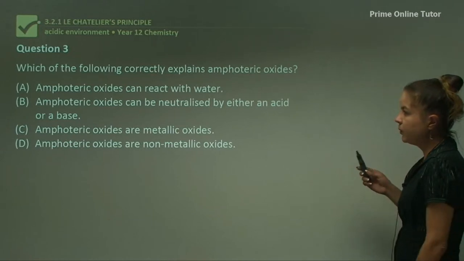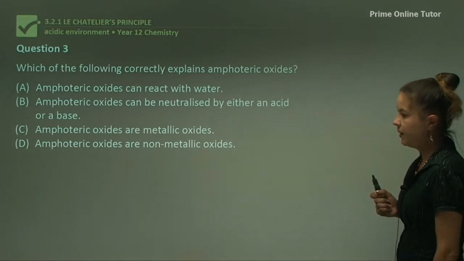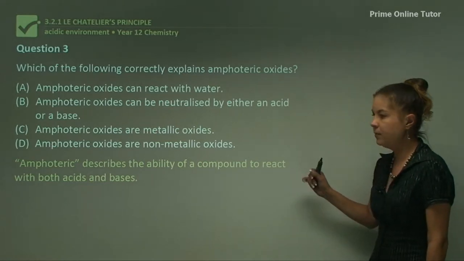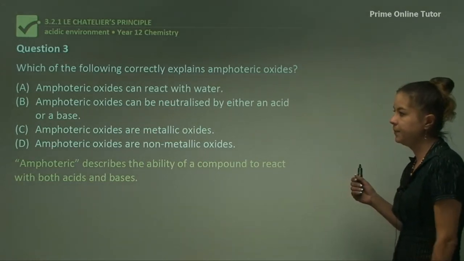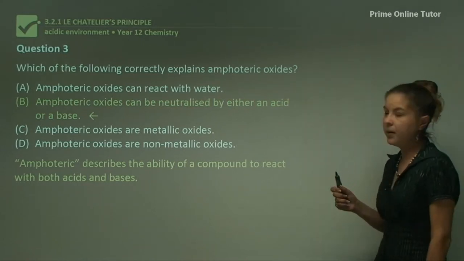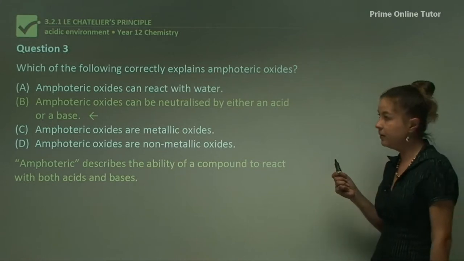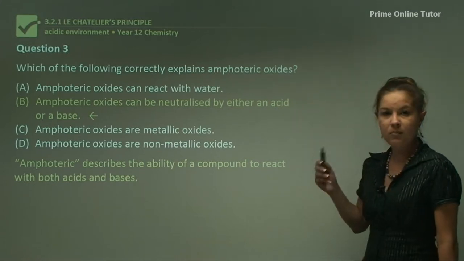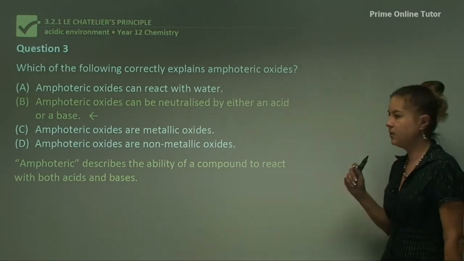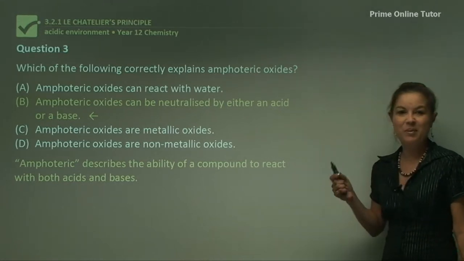Question 3. Which of the following correctly explains amphoteric oxides? We have a look at our options. Going back to recap, amphoteric describes the ability of a compound to react with both acids and bases. So our answer is going to be: amphoteric oxides can be neutralised by either an acid or a base. Amphoteric oxides can react with water? That's not correct. Some will, some won't. Part C, they are metallic oxides? That's not true. And they are non-metallic oxides? That's not true either. So our answer is going to be part B.